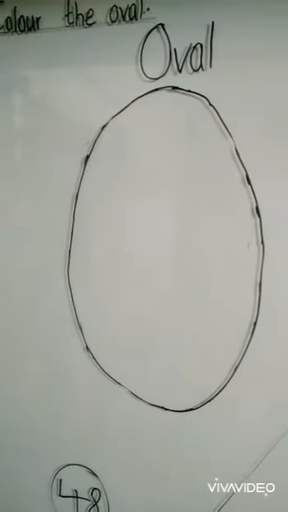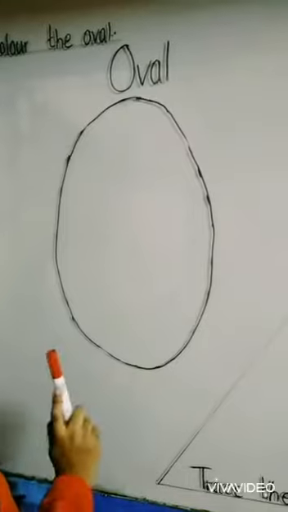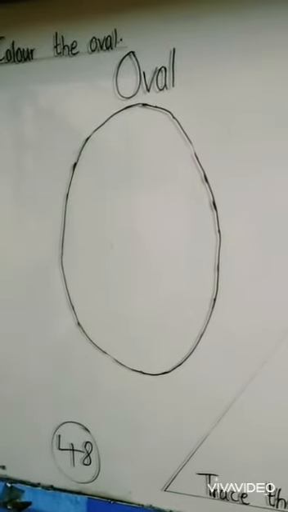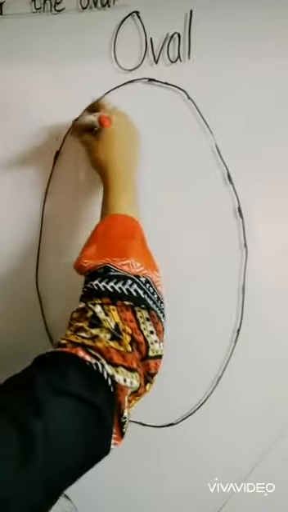Today our topic in maths workbook is color the oval. You have to do work on page number 48. So first of all, students, tell me which shape is this? Oval. Which shape is this? Oval. You have to color in the oval. We are starting coloring in the oval.